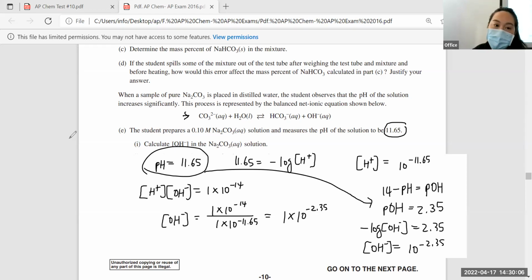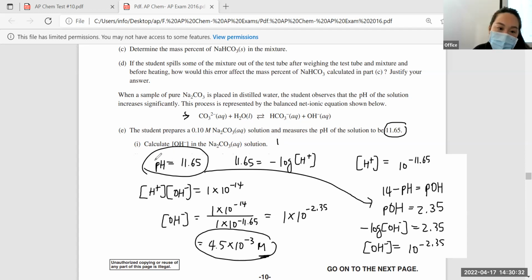1 point for this answer. Obviously, you would do it instead of just leaving it as that. You should have gotten 4.5 times 10 to the negative 3 molar. Don't forget units. So 1 point.